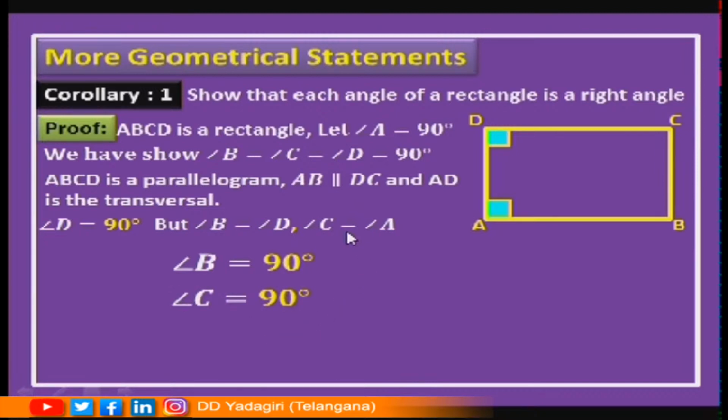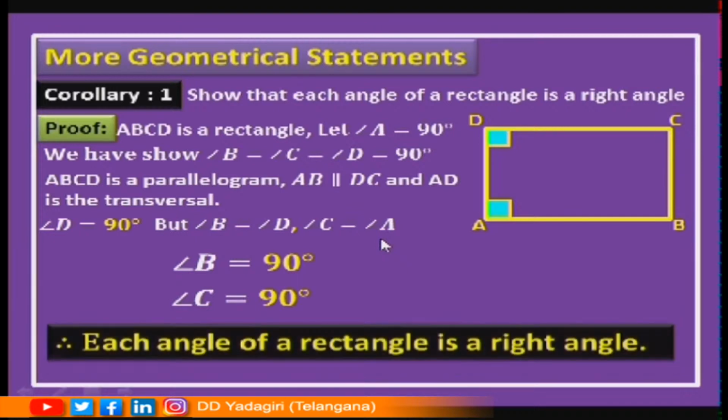Why is C 90? Because A is 90. So now we have A equal to 90 degrees, B equal to 90 degrees, C equal to 90 degrees and also D equal to 90 degrees. That means each and every angle of a rectangle is a right angle. So, this is our first corollary, children. Let us move on to our next corollary.